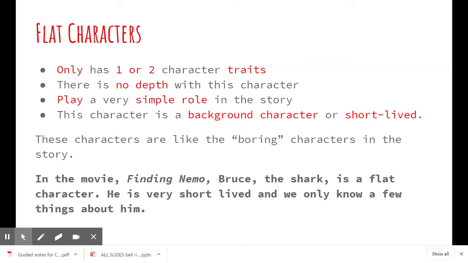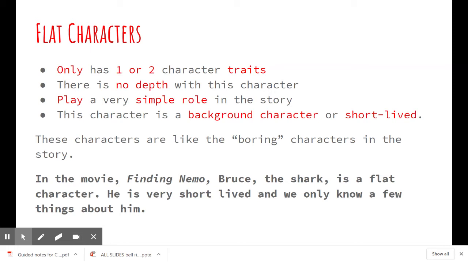They play usually a very simple role in the story. Usually they're like a background character or they're short lived. They might just serve one specific purpose, and that's to move the story along, maybe. And maybe they are in there because they need to say a certain line or for some purpose like that. Okay. They're kind of boring characters in the story. So, an example would be Bruce the shark. We do not know a lot about Bruce the shark in Finding Nemo. So that would be an example of a flat character.